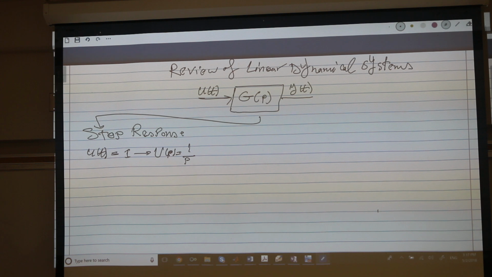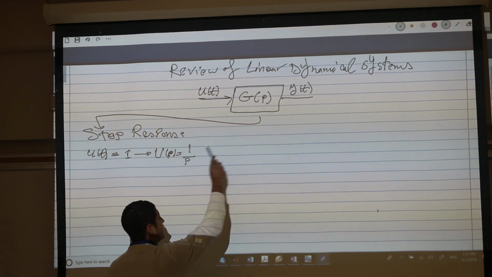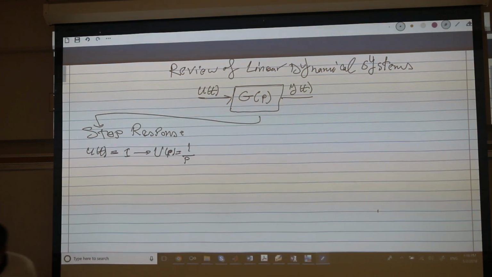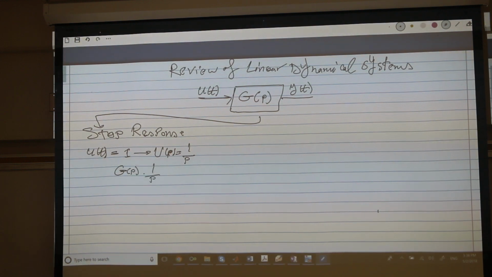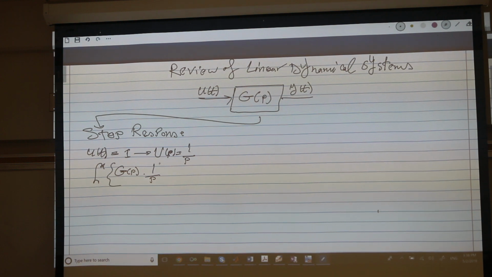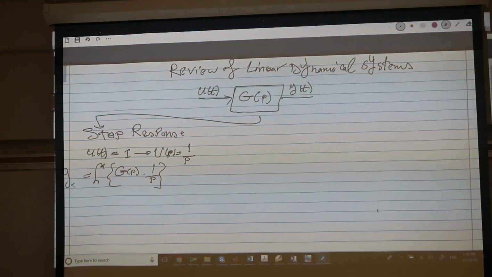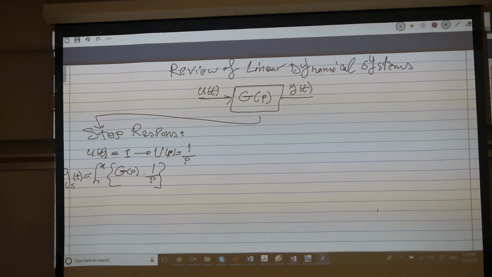So if you want to compute the output, we're going to multiply the input in the Laplace domain by the transfer function in the Laplace domain. So this is G of P times 1 over P. This is your output in the Laplace domain. We do the Laplace inverse for this to get our step response, Y step.